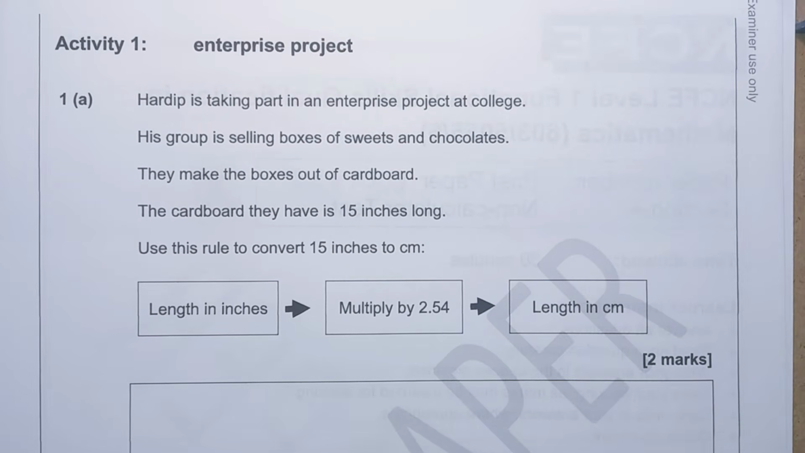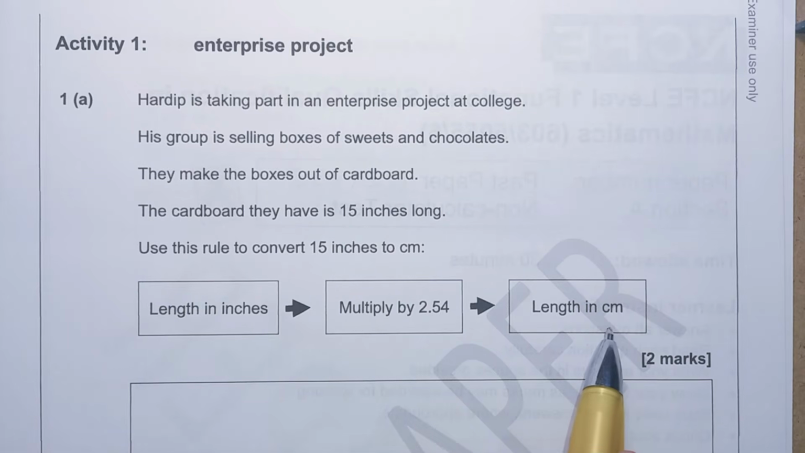Activity 1, Enterprise Project. Hardik is taking part in an enterprise project at college. His group is selling boxes of sweets and chocolates. They make the boxes out of cardboard. The cardboard they have is 15 inches long. Use this rule to convert 15 inches to centimetres. So you start with the length in inches, multiply by 2.54, and you get the length in centimetres.